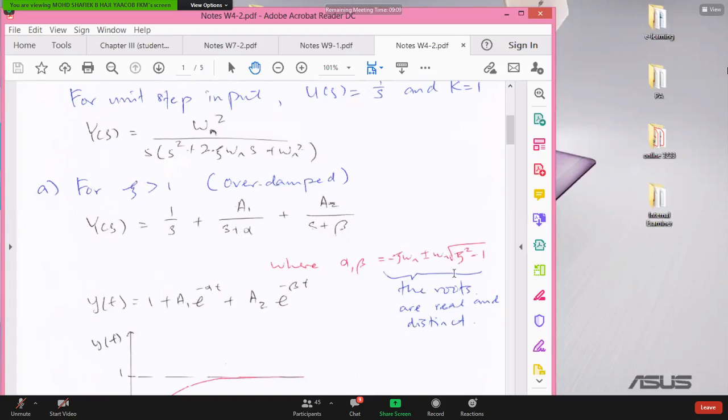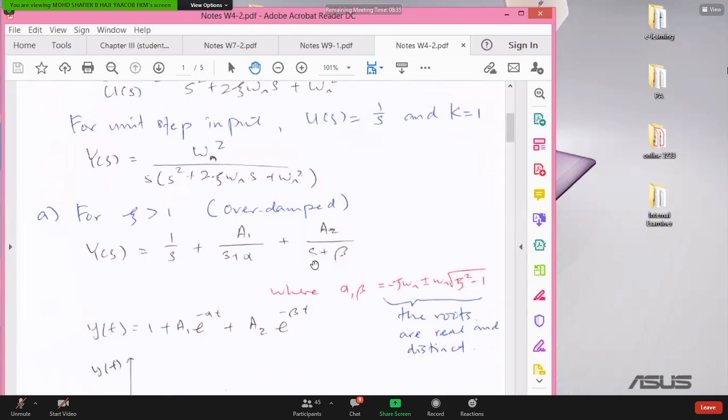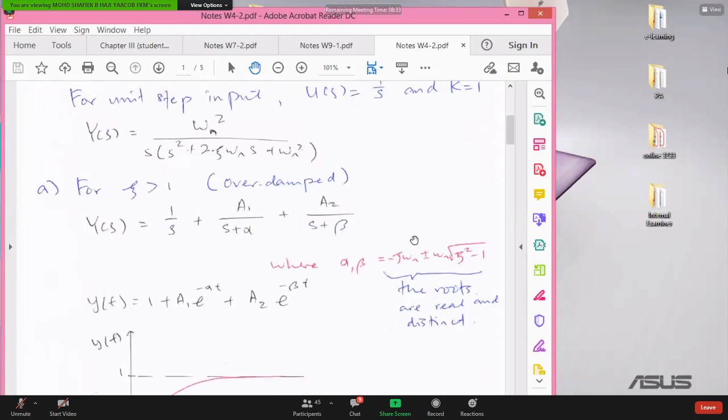But for complex roots, when zeta is less than 1, this is going to become a complex number. We are not interested in zeta greater than 1. For damping ratio less than 1, this is going to be a complex pair of roots. So the real part of the root is minus zeta omega n. The imaginary part of the root is omega n times the square root of 1 minus zeta squared, from this second order transfer function. So this is the root.